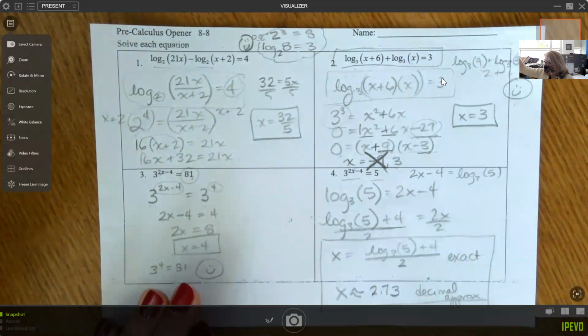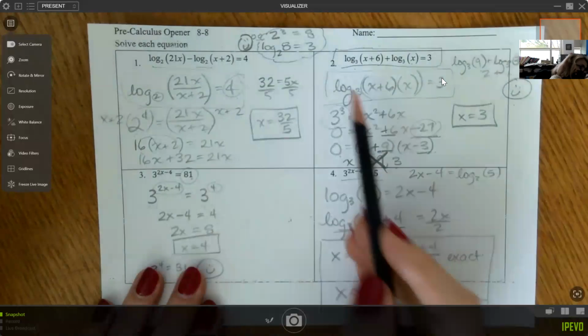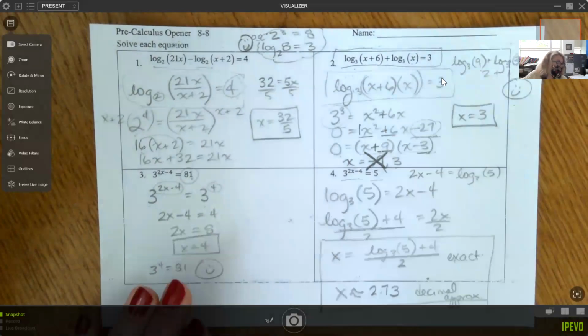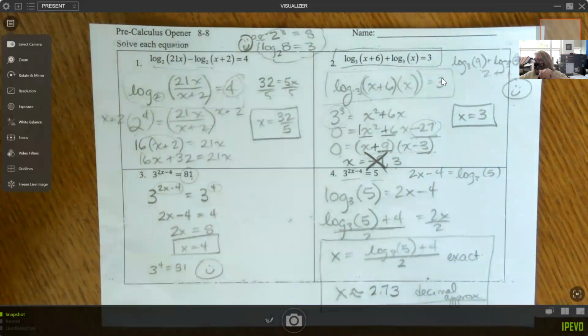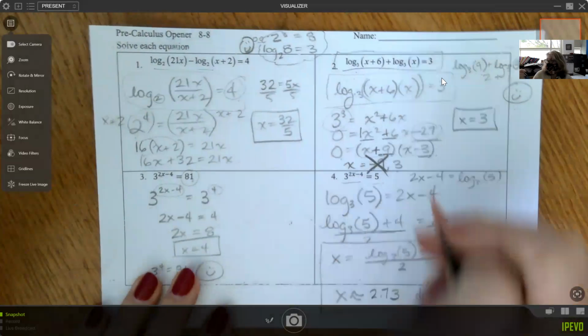But super important, don't forget this last step. I need to make sure that both of those numbers work in my original equation. I can't take the log of negative 9 or negative 3, right? If it's not feeling that way now, hopefully by the end of the week, right? Oh no, I can't take the log of 0 or a negative number, right? It kind of blows up, right? So that's why you have to cross that negative 9 out.